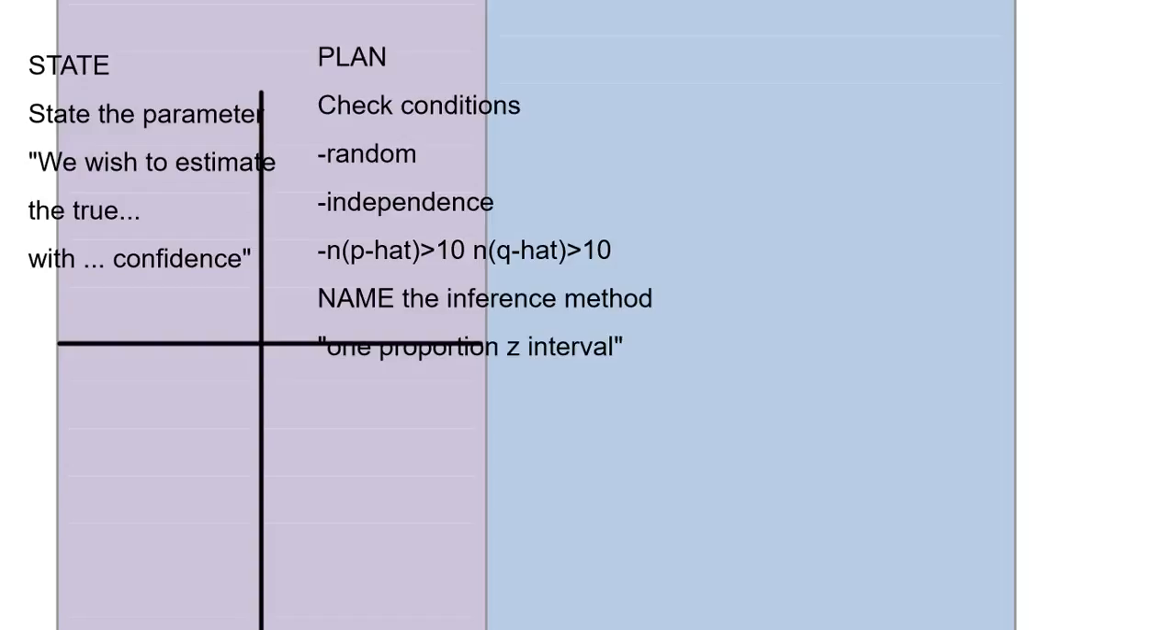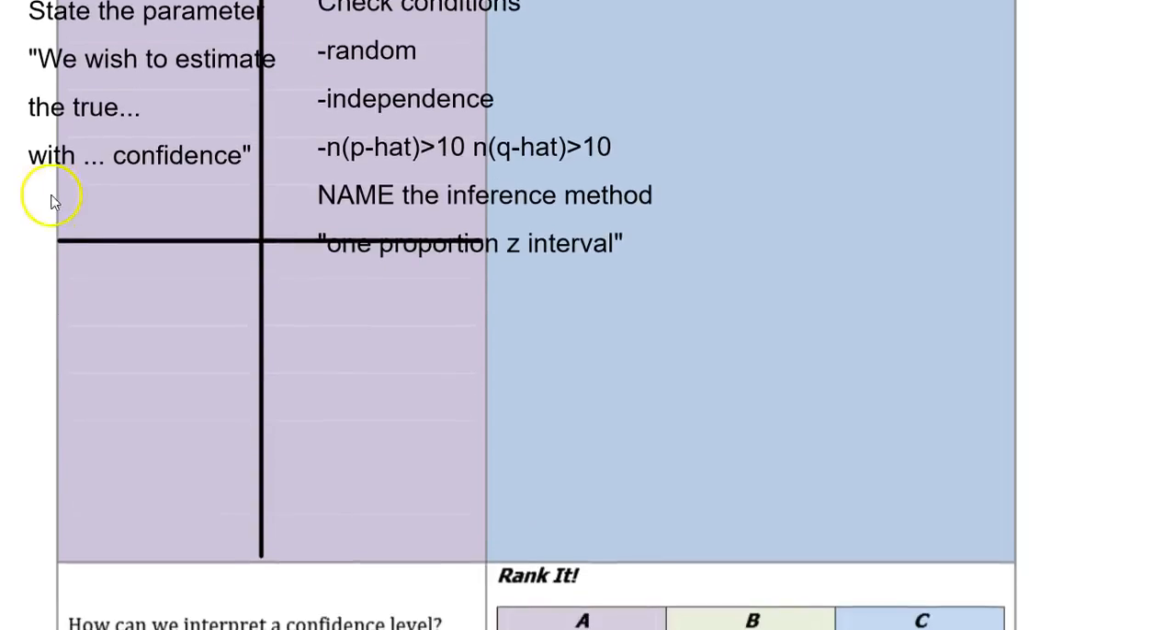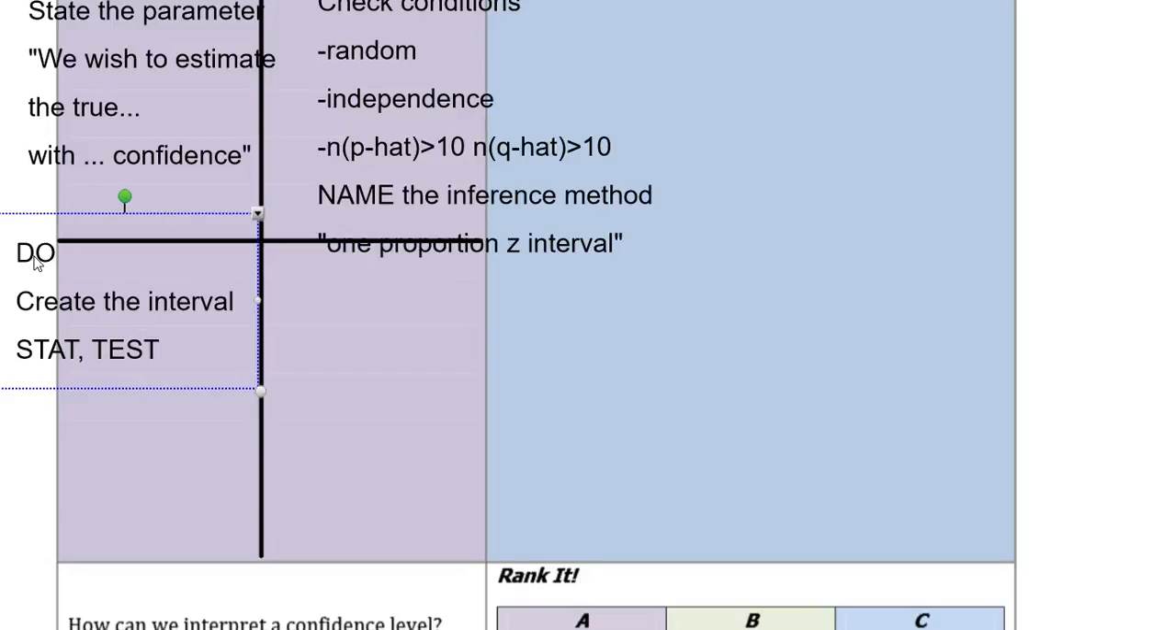So we have the 4-step process is state, plan, do, conclude. So the do step is where we create the interval. And you can do this in your calculator by doing stat, test, and then find 1 prop z int. In the name here in your plan step, you cannot abbreviate. To show work, you're going to tell me what x is, you're going to tell me what n is, and you're going to tell me what z is. Remember, z comes from your formula book, and I'll show you that again in today's lesson.